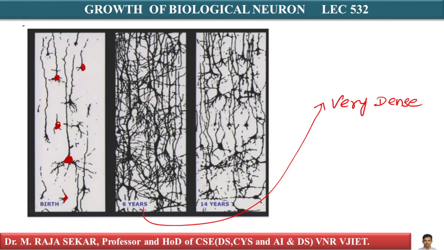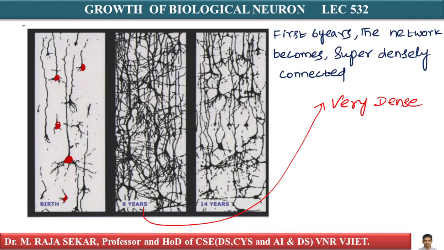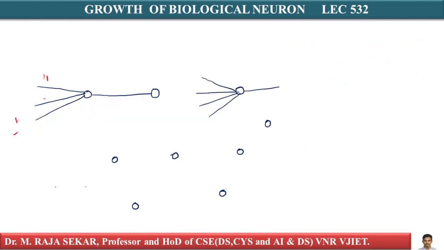So you have neurons at birth. Let's say each of these are cell bodies. There are some connections formed, not very well connected. Mathematically speaking, think of these connections as weights. Let me say W1. We were saying that in the first 6 years the network becomes super densely connected. These connections are weights, W1, W2, W3, and so on.